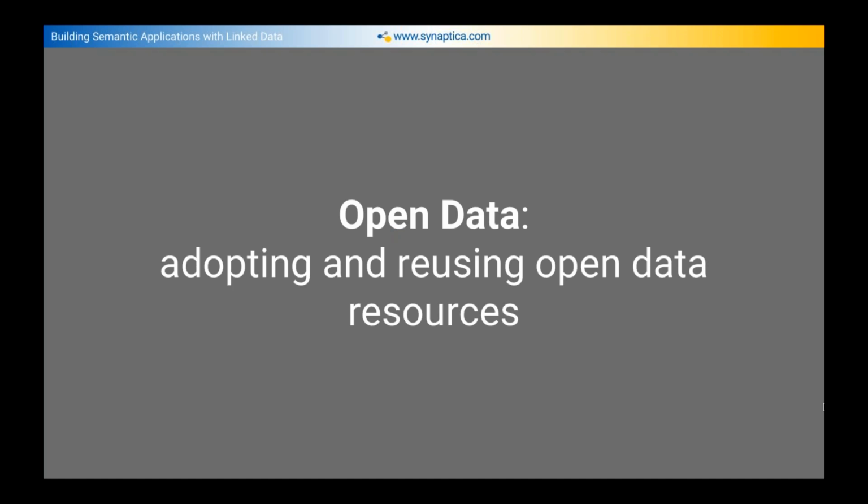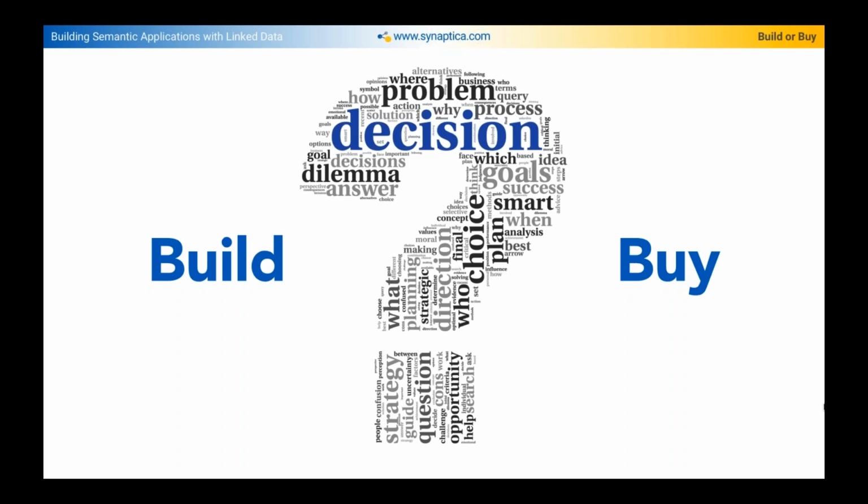The next segment is about adopting and reusing open data resources. When you use taxonomies, one of the first questions is, should we build our own or should we buy it? Or we're going to really look at cases where you don't have to build or buy, you borrow, because those taxonomies in the linked open data world are openly available.